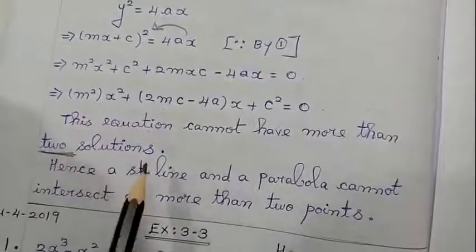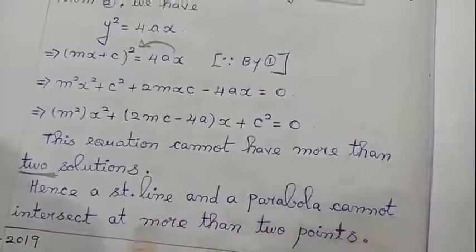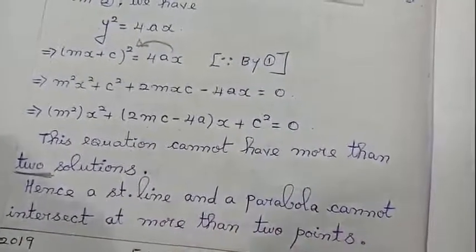And that is the condition we are seeing from the first. Hence, a straight line and parabola cannot intersect at more than 2 points.